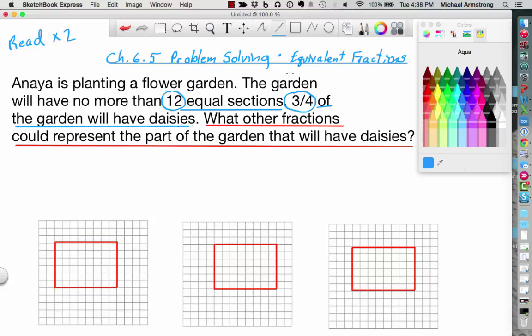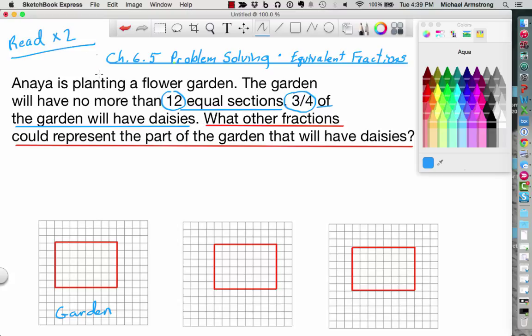Okay, so we're talking about cutting this garden, and it looks like I've got some pictures down below. This would be like her garden. And we have to cut it into what size pieces? Well, we're going to cut it into fourths. She's going to make it into 12 equal sections, but we know that 3/4 of the garden will have daisies, so we have to think about that.